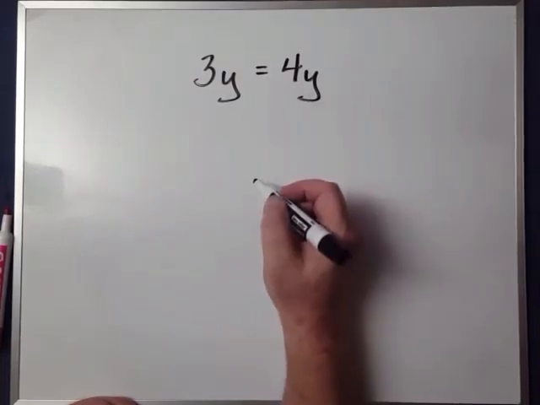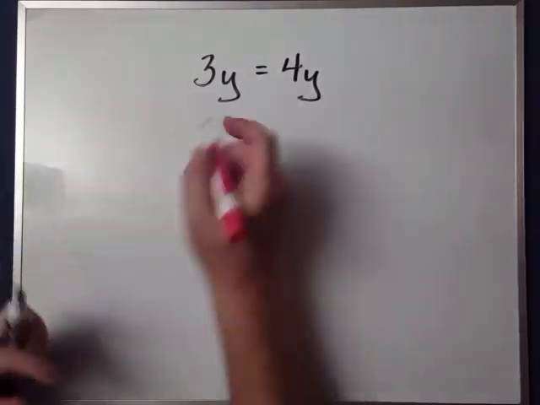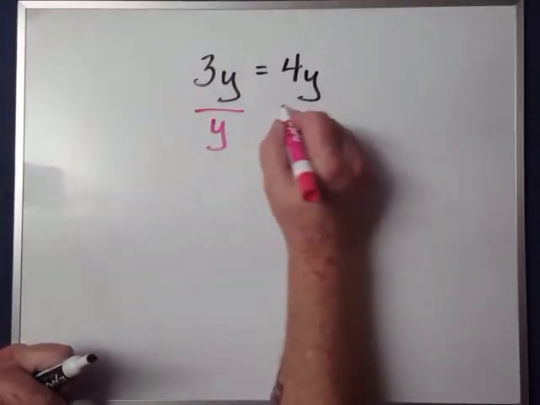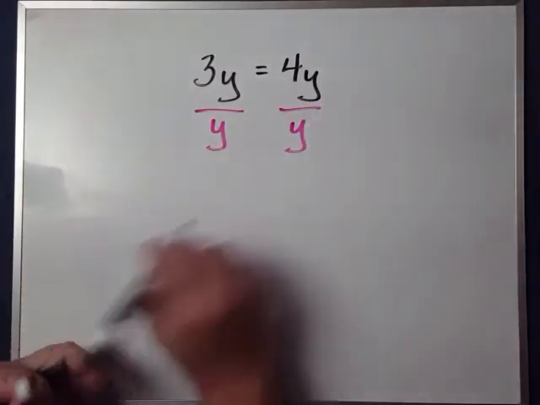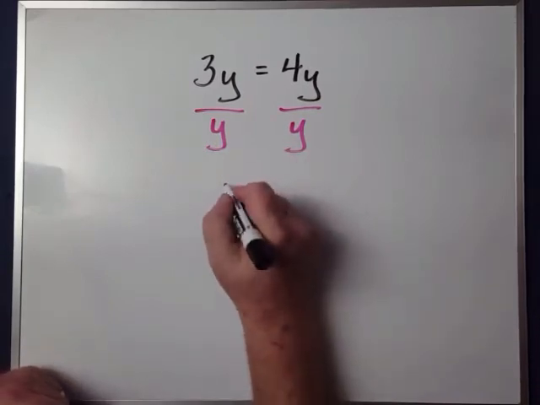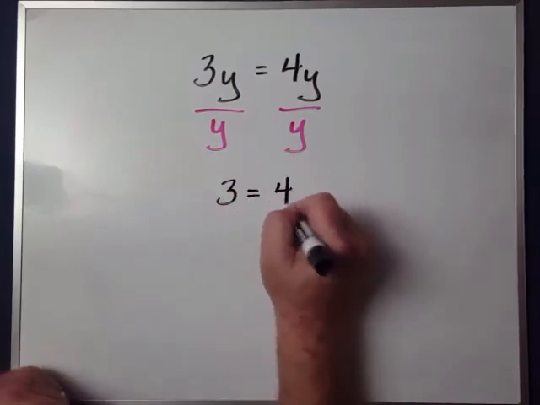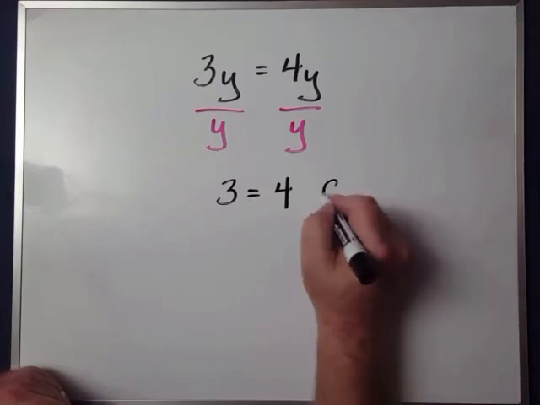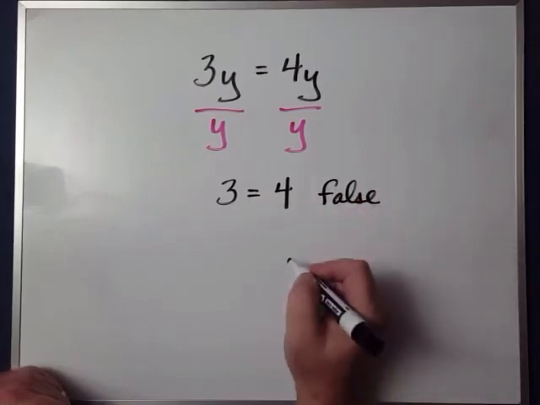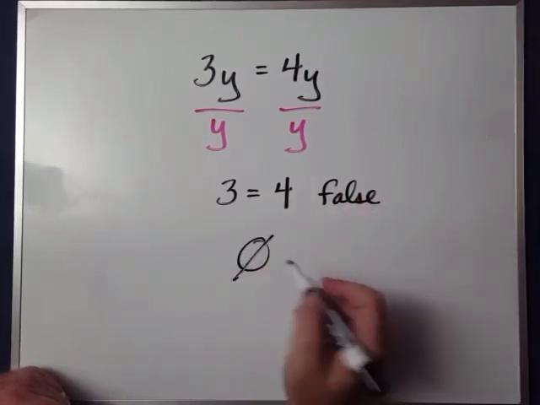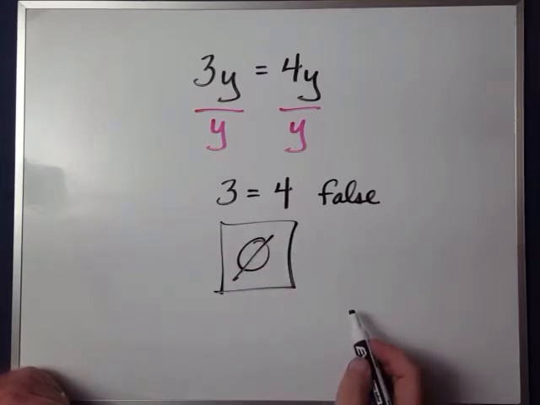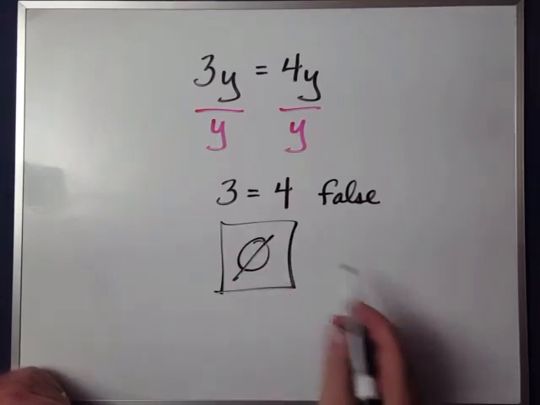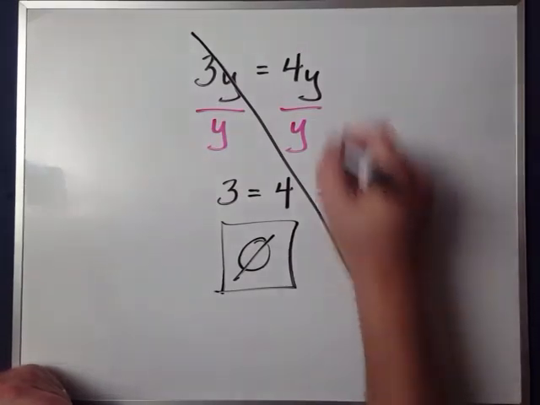Let's solve this. How about I divide both sides by y? The y's will cancel to leave 3 equals 4, which is an inherently false statement, and so this equation has no solution. And I will count that completely wrong.